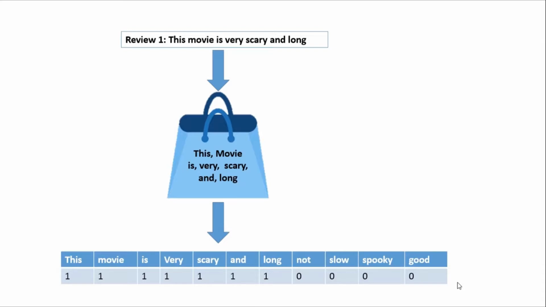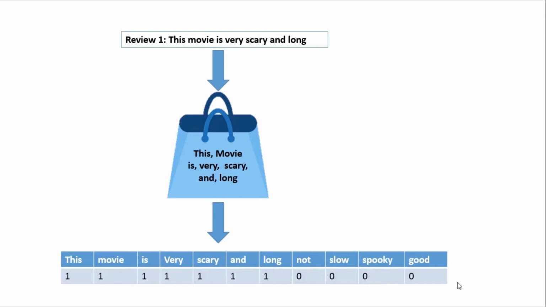This movie is very scary and long, and we want to convert this sentence into a vector. First, we create a bag of words of the sentence, which contains this, movie, is, very, scary, and long. We create a vector. The length of this vector is equal to the length of the vocabulary, and we fill each position of the vector with the frequency of the word in this sentence. For example, the frequency of this is 1, so we fill this with 1. The frequency of movie is 1, and for is again the frequency is 1, but we don't have not, so we fill the position of not with 0, and slow also with 0, and so on.